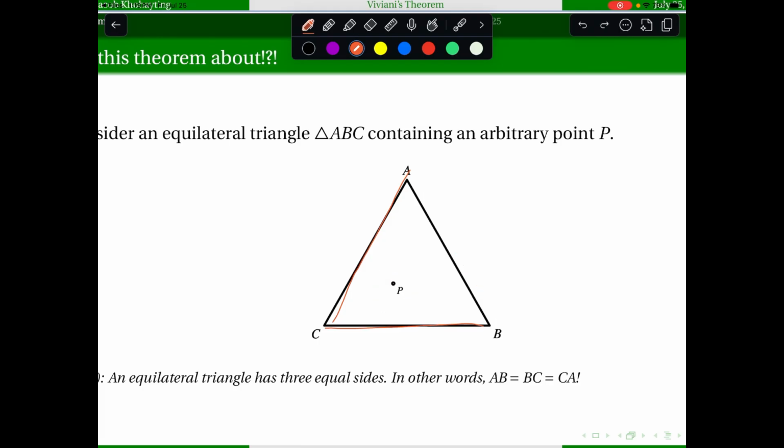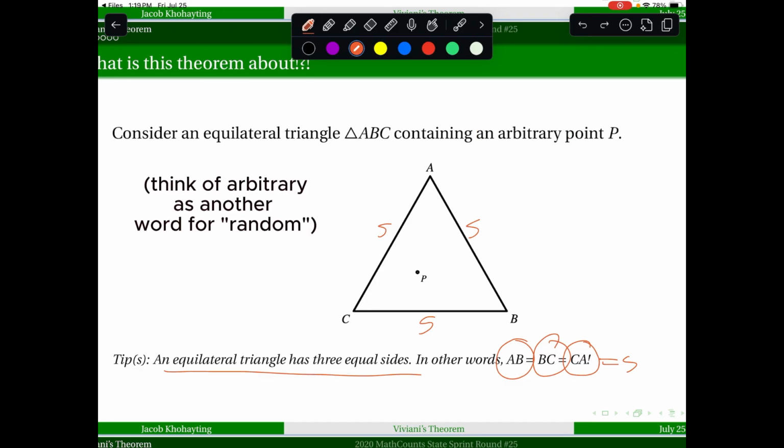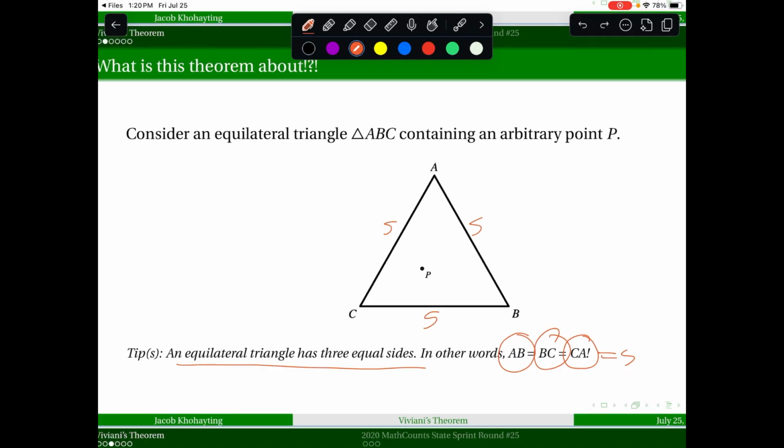For those who don't know what an equilateral triangle is, an equilateral triangle has three equal sides. So AB equals BC equals CA. If this common length is equal to S, then I could simply label all these sides as S. An arbitrary point means that I could pick any point inside the triangle. Imagine you take a finger, you have a triangle on a whiteboard, and you blindly pick a point inside the equilateral triangle, and that's your point P. So you pick any point, it could be arbitrary.